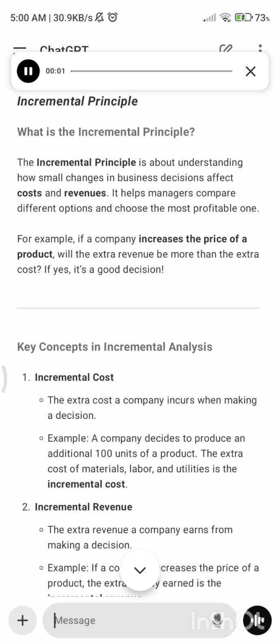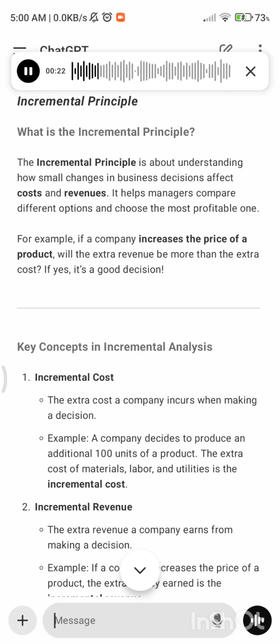What is the incremental principle? The incremental principle is about understanding how small changes in business decisions affect costs and revenues. It helps managers compare different options and choose the most profitable one. For example, if a company increases the price of a product, will the extra revenue be more than the extra cost? If yes, it's a good decision.